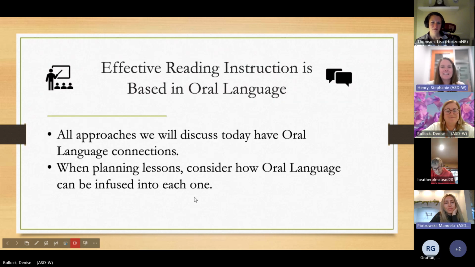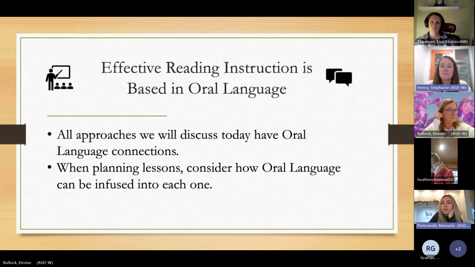So the first point is that effective reading instruction for second language learners needs to always be based in oral language. All of the approaches that we discuss today have oral language as the basis. Any reading instruction that we do needs to be treated almost as oral first. What that means is that anytime you're planning lessons, you are working on reading, probably writing, but also listening, speaking, and interaction, all within that lesson. The oral language is always going to be at the forefront of any lessons that you do.